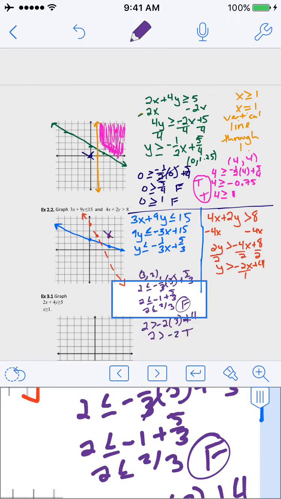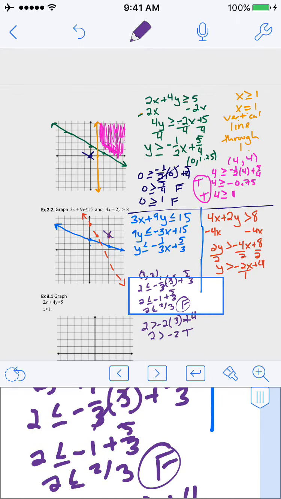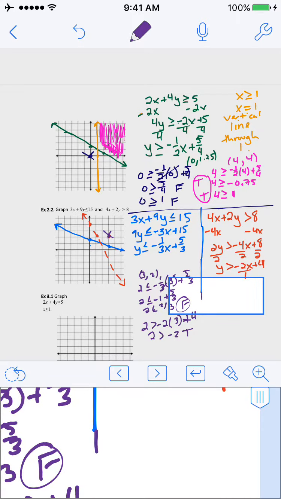So we have a false. Anywhere you get a false, it's automatically done. So if you had figured this out first, you could stop. You wouldn't even have to test that second point. But just to show you that that's what would happen, sometimes it's a deal breaker.